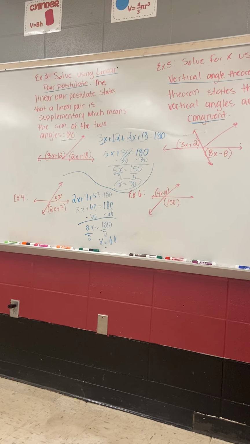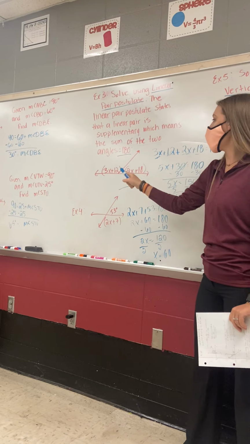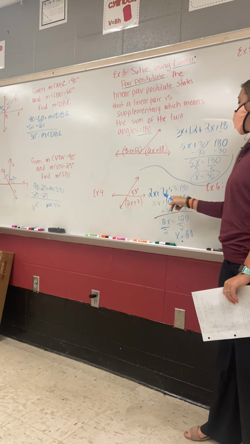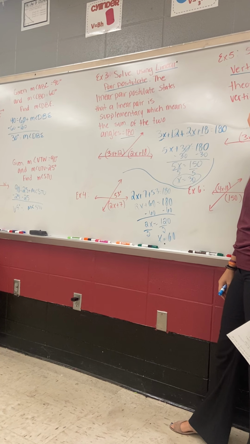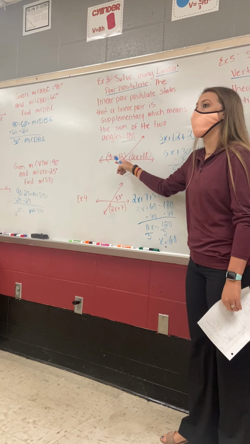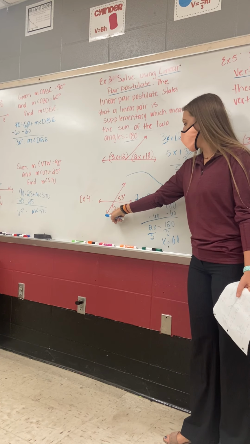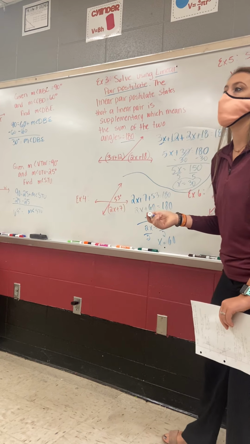So remember, any time it says linear pair postulate, all you're going to do is add the two angles that it gives you up and set it equal to 180. Okay? Because it's saying these two equal this line, right? A line equals 180. So that makes sense. These two angles are going to equal that line, which is 180.